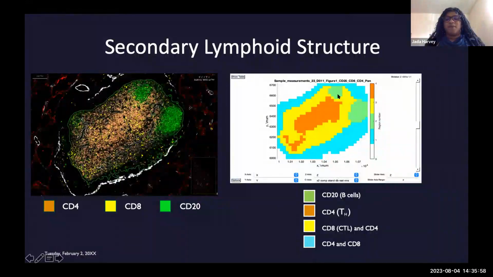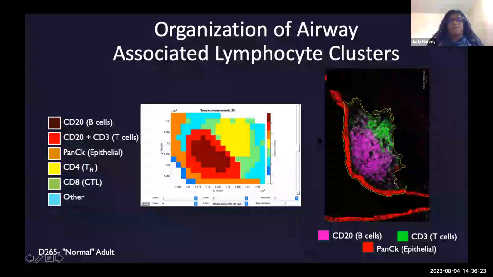We were able to identify clear CD20 B cell zones, our CD4 T helper zones, as well as the yellow and blue zones. So they both have the subsets of T cells within them, but they're identified as different regions because of the distribution of these two subtypes.